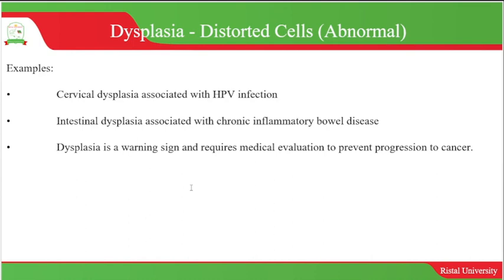So the examples of these dysplasia or distorted cells may be cervical dysplasia associated with the HPV, as earlier said. It may be intestinal dysplasia associated with chronic inflammatory bowel disease. We also have dysplasia as a warning sign and it requires medical evaluation to prevent progression to cancer.